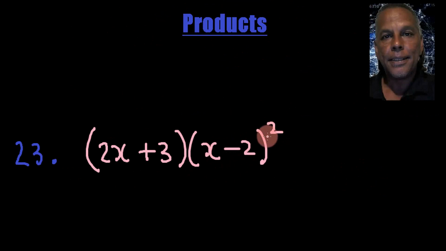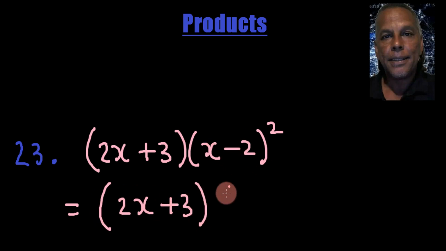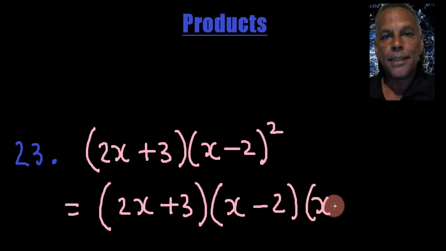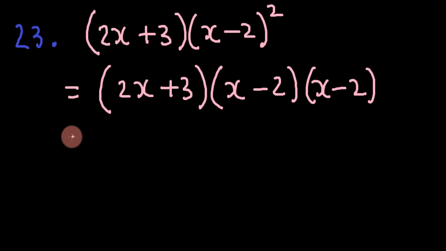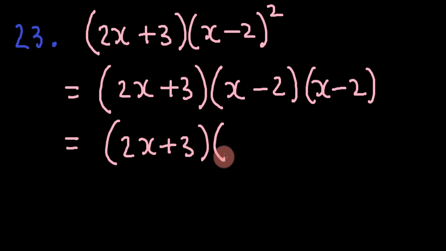X minus 2 all squared means that we are multiplying x minus 2 by itself here. So we can rewrite this expression. We can write x minus 2 as a repeated product. So x minus 2 multiplied by itself. Now we can start by expanding the last two brackets. So then we can use this pattern.